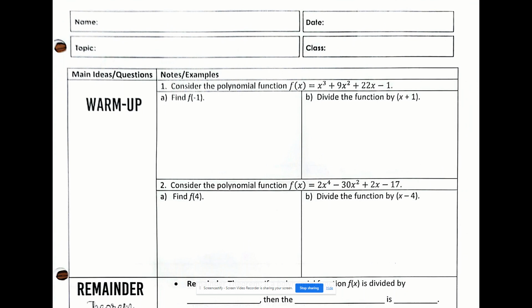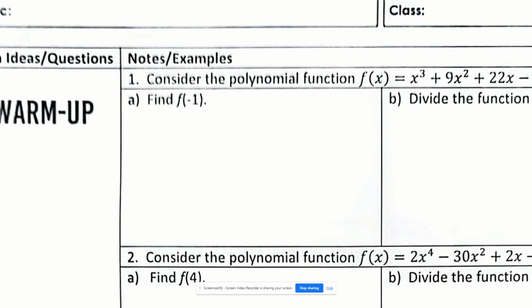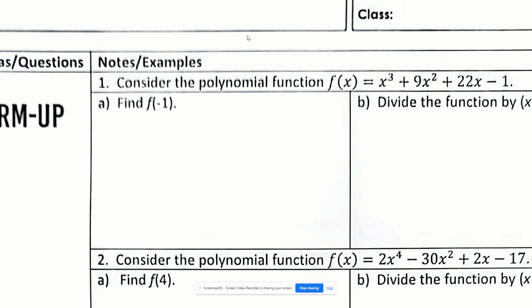So here's the point. If you look at this very first problem, we've got a function x cubed plus 9x squared plus 22x minus 1. And A says, hey, find f of negative 1. Well, we've done this before. Remember, if our problem says f of negative 1, we literally just go to our function, and everywhere we see x, we plug in negative 1.